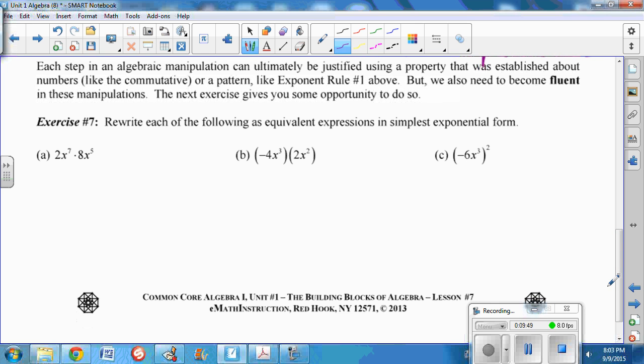All right, so now this last one says, rewrite each of the following as equivalent expressions in simplest exponential form. So we've got coefficients on these terms. 2x to the 7th times 8x to the 5th. We're going to multiply 2 times 8, so 16. The like bases are the x's, to the 12th. Letter B, negative 4 times 2 is going to be negative 8. And then x to the 3rd, x squared. Again, like bases of x, so add those exponents.